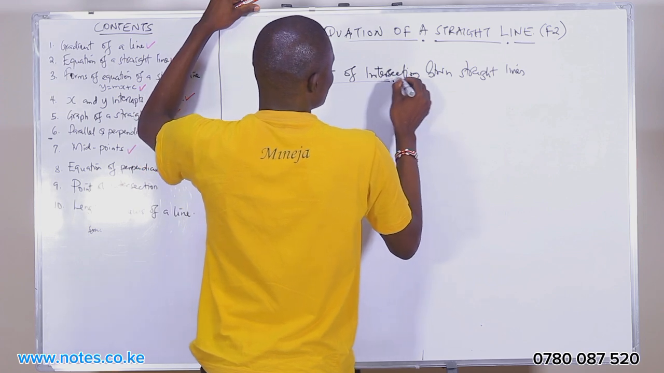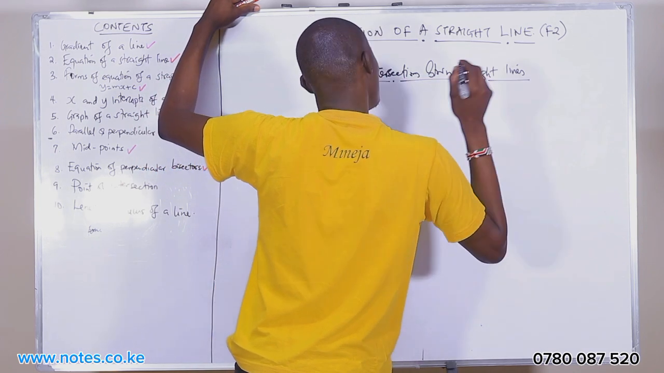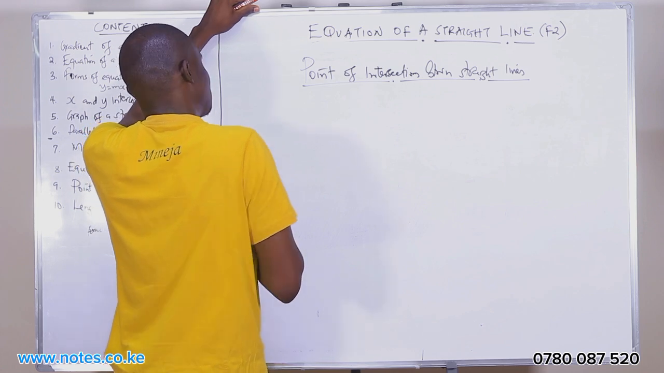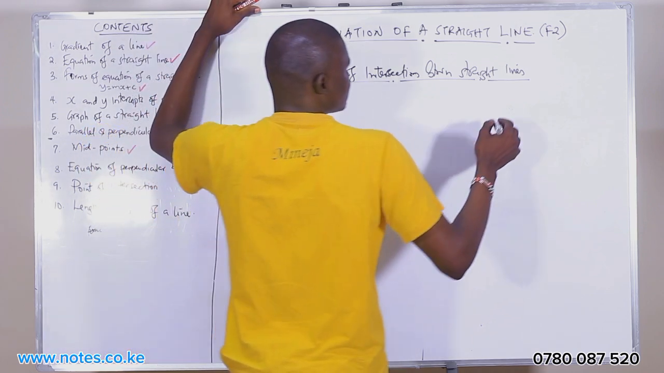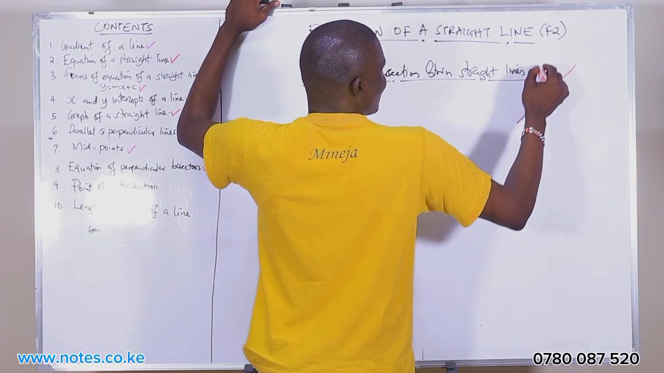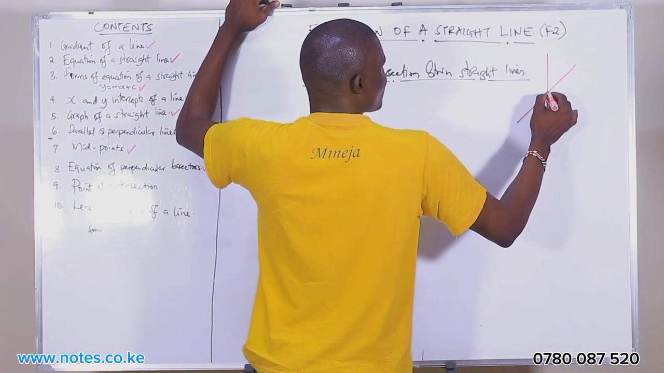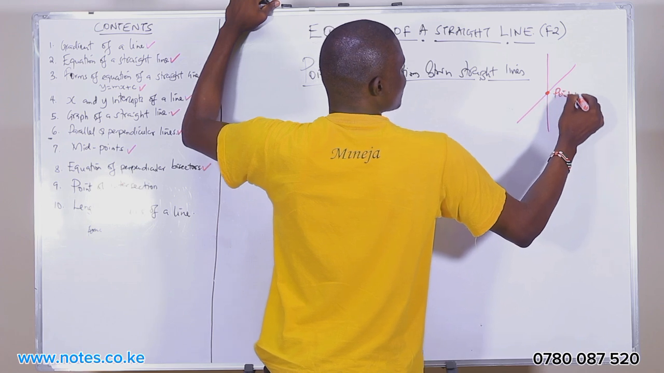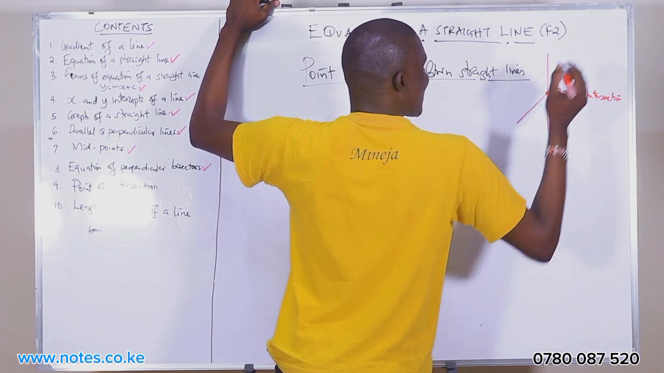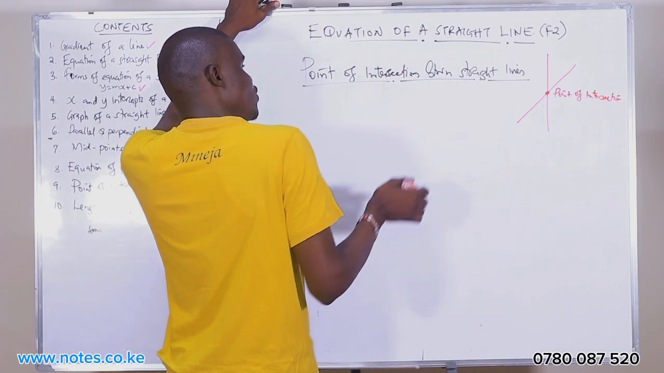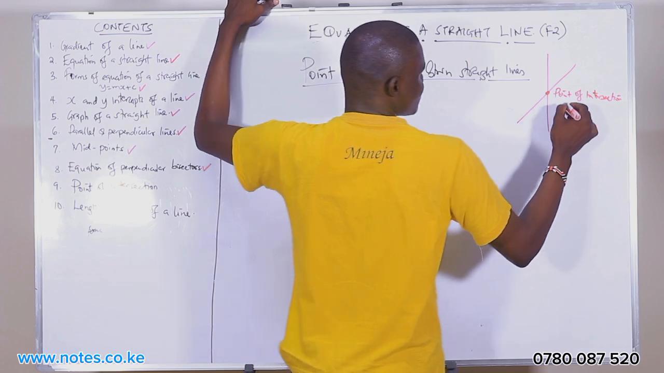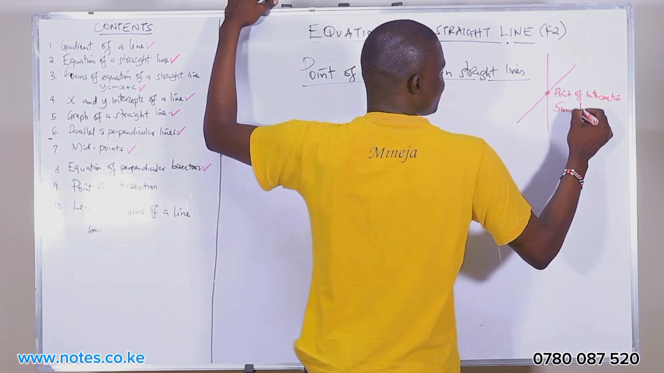And dear students, I want you to be very keen. Whenever you are told to get the point of intersection, this is where two lines meet. A good example is this. I have a line here and another here. Where they meet, this is what we call point of intersection. And how to get it is that you will solve the two equations simultaneously. So simultaneous equations will help you here.